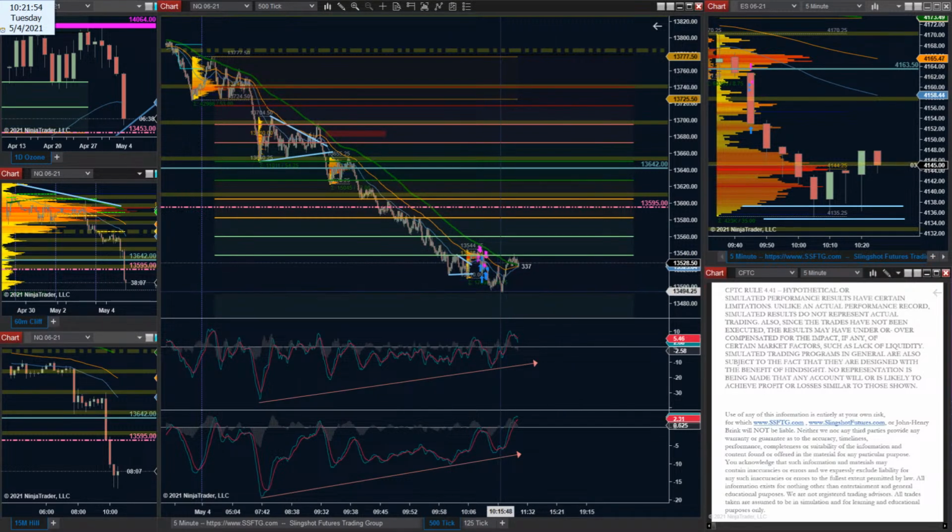Now maybe they get the two-legged correction here, because that would put it right back into that L2. That would look great.